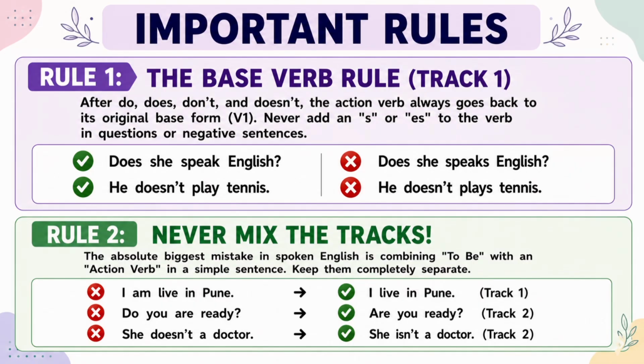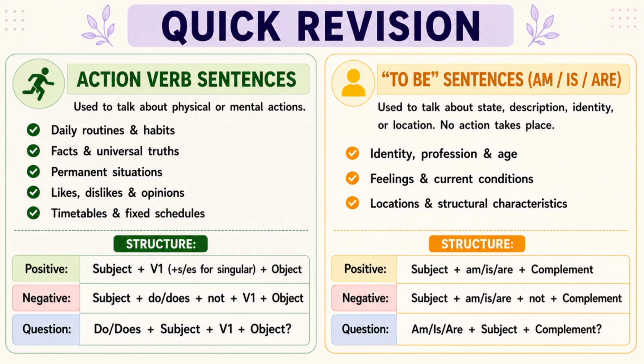The correct sentences are, I live in Pune. This is track 1. Are you ready? This is track 2. She isn't a doctor. This is track 2. Now let's do a quick revision.